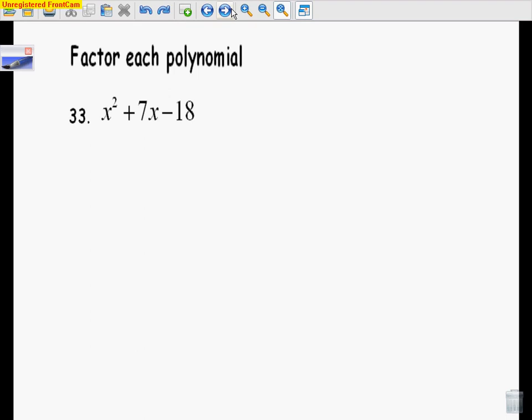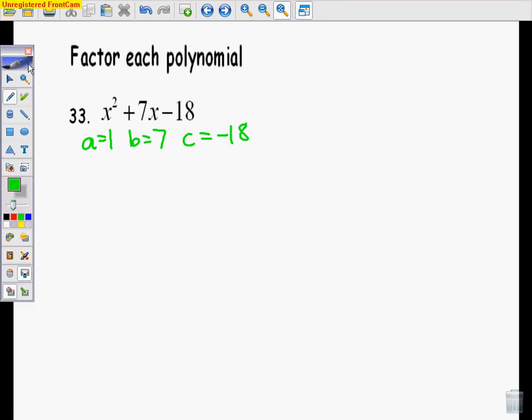In this problem, the first thing you do is look and see if there's a GCF that comes out of all 3 of those terms. And there isn't. Here you see that A is 1, B is 7, and C is negative 18. When A is 1, the process you go through when you factor is to find what 2 numbers multiply to C and at the same time add to B. They have to multiply to C and at the same time add to B.